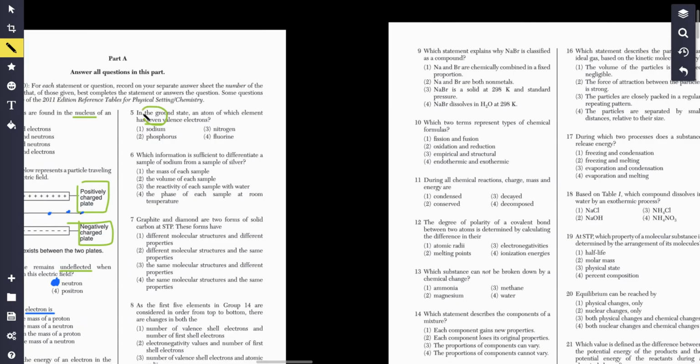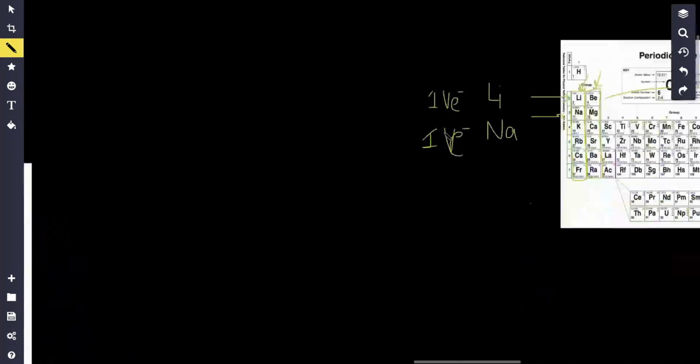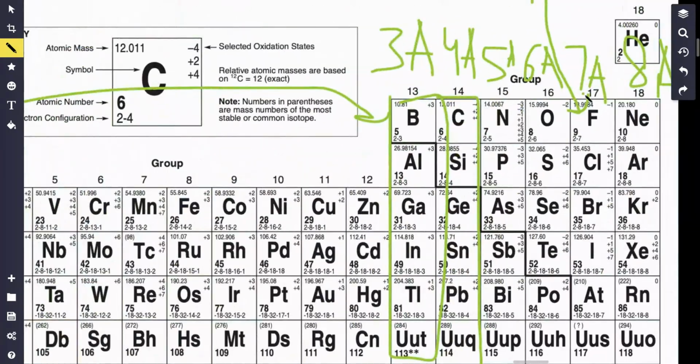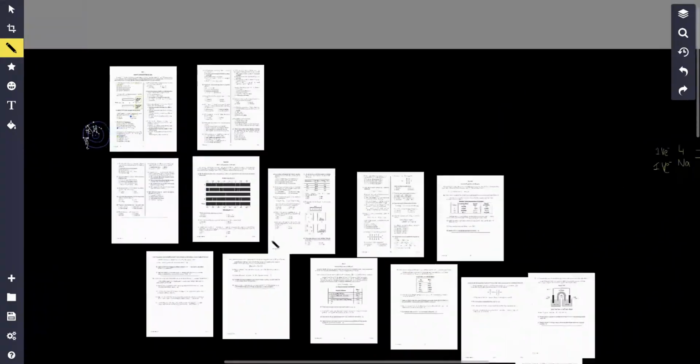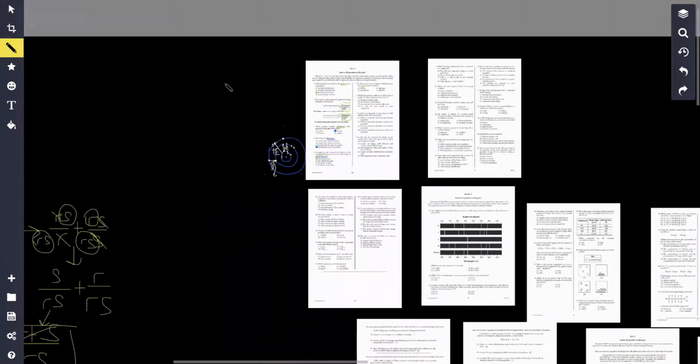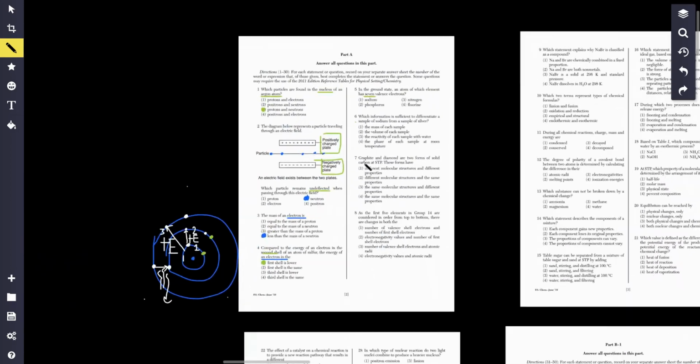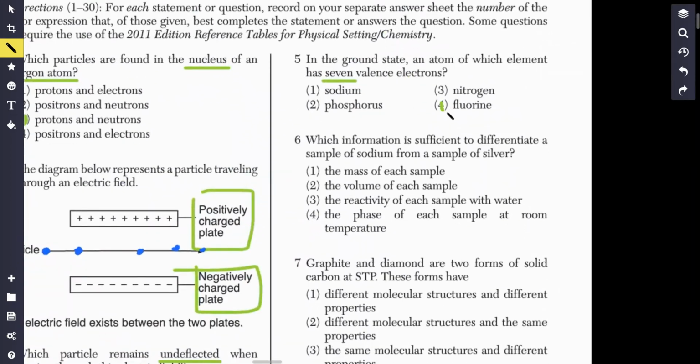So which atom is in group 7A? Group 7A, that's going to be fluorine, right? Fluorine is in group 7A, so that's going to be the answer. So I'll just, your periodic table, just kind of carrying this. Oh, I also have stuff from the roots video, so watch that. All right, so that's going to be fluorine.